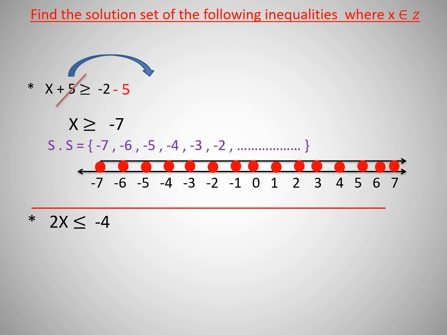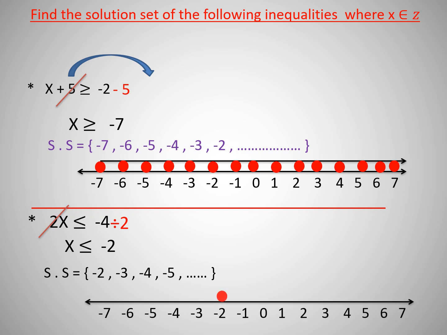By another example, 2x ≤ -4. Let's remove 2 and move it to the other side by the inverse operation, -2. The remaining is x ≤ -2. The integers less than or equal to -2 are -2, -3, -4, -5 to infinity. By using the number line, we will put closed circles on -2, -3, -4, -5, -6, -7 to infinity.